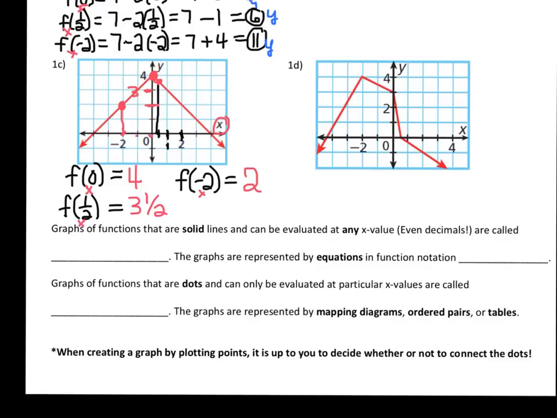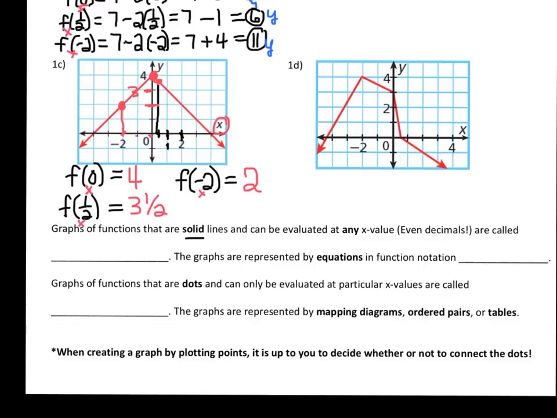So remember yesterday how we had some graphs that looked like dots, and today we see some graphs that are solid lines? Well, there's a difference between the two and how they're represented. Sometimes you're going to graph things and connect the lines, sometimes you're not, and this is how you tell. Graphs that are solid lines, like the ones you see here, can be evaluated at any x value.